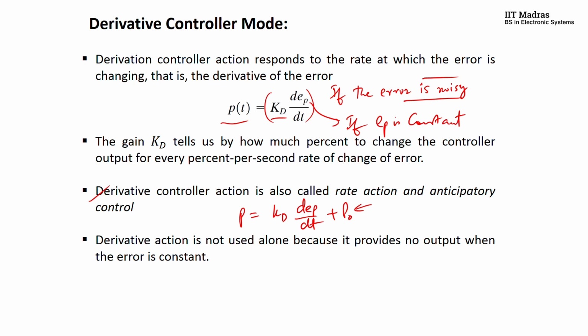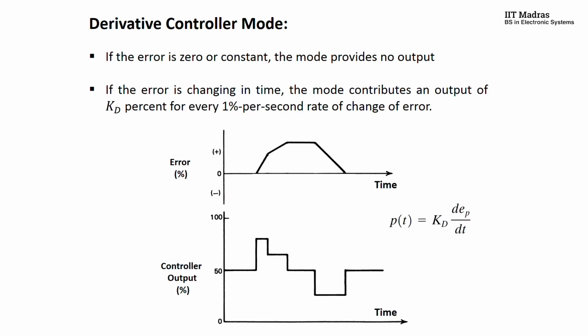And one more important point is that the derivative control is also named rate action or anticipatory control. Anticipatory because you are taking the derivative. So this is another name for the derivative control action. Now let's look at the control action of the derivative control mode here.